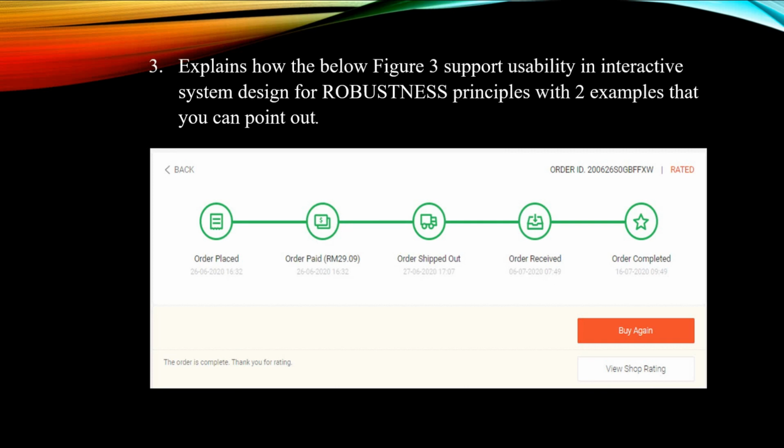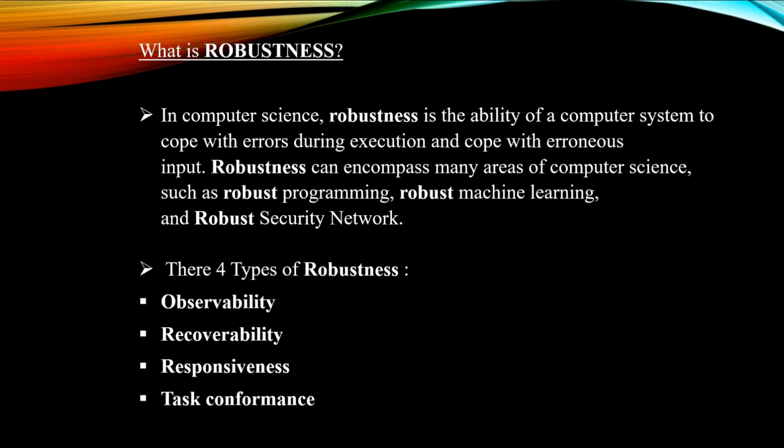Third question, explain how the below Figure 3 supports usability in interactive system design for the robustness principle, with 2 examples that you can point out. Okay, so what is robustness?